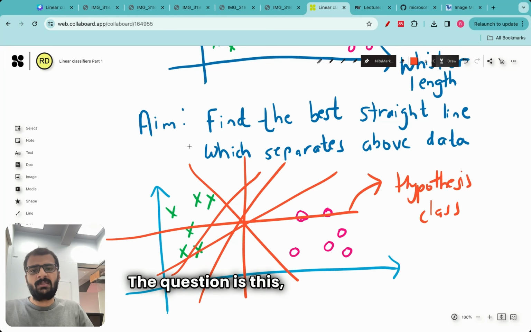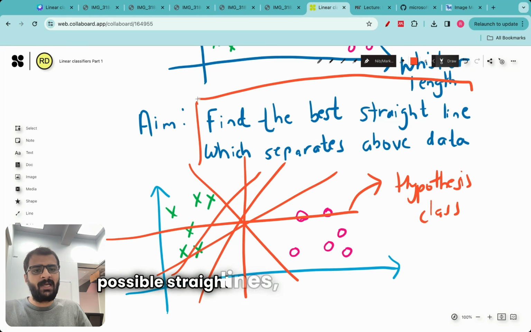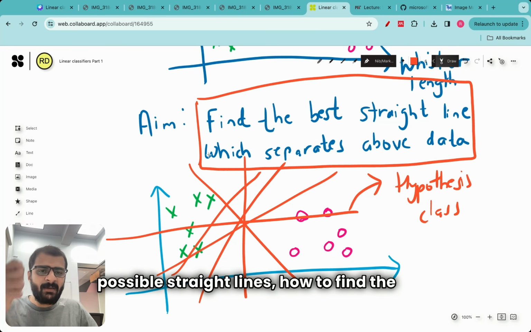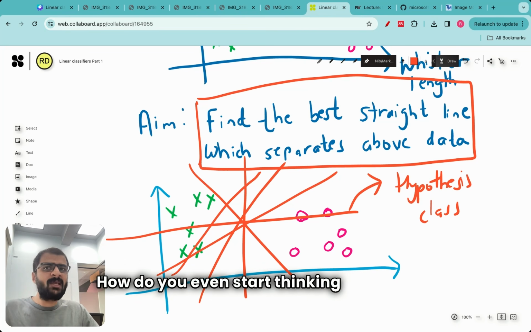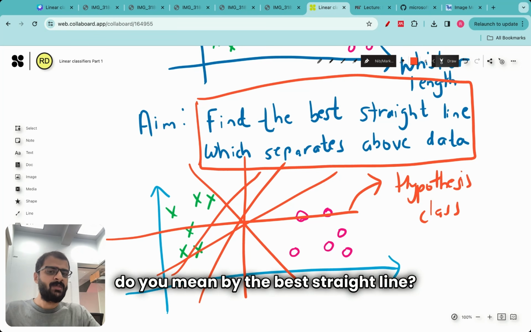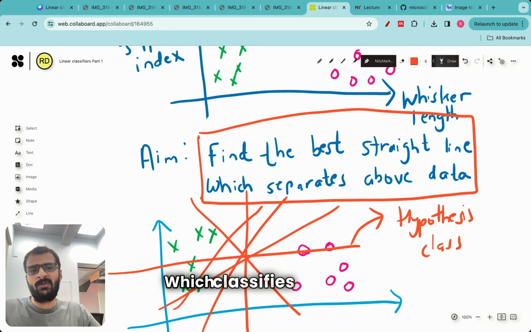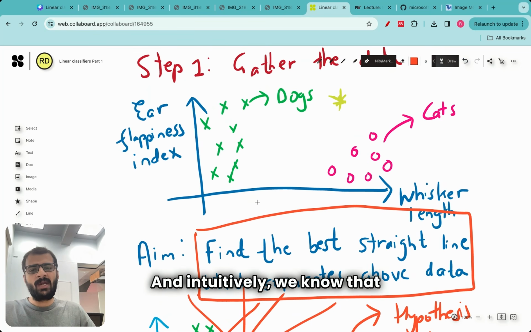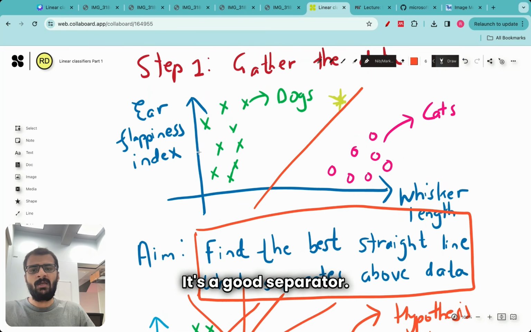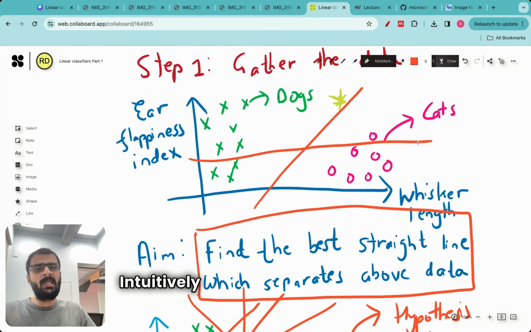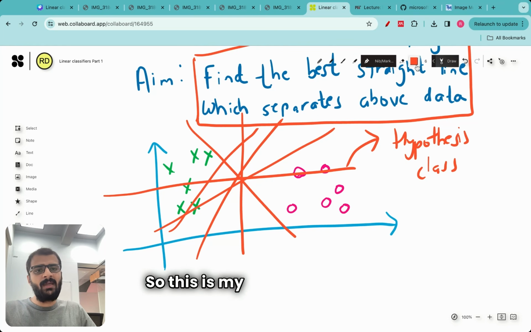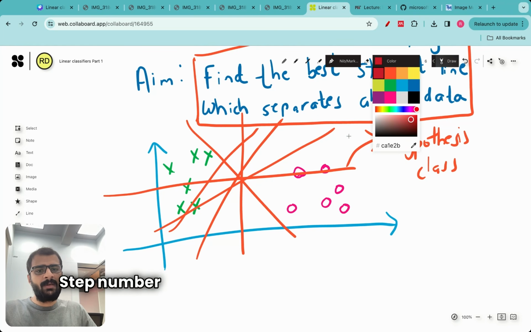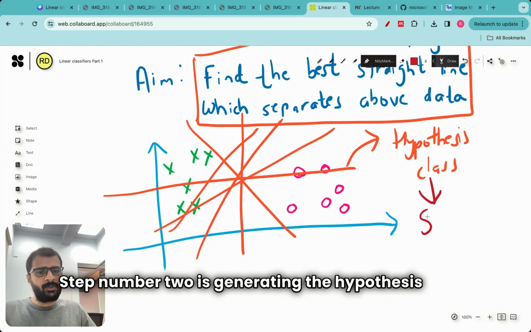The question is this: out of all these possible straight lines, how to find the best one which separates the above data? How do you even start thinking about what you mean by the best straight line? There can be infinite possible straight lines which classify the data, and intuitively we know that this line generally is a good separator, but maybe this is not a good separator. Intuitively we know this, but how can we mathematically get to the best hypothesis? So this is my step number 2. Step number 2 is generating the hypothesis class.